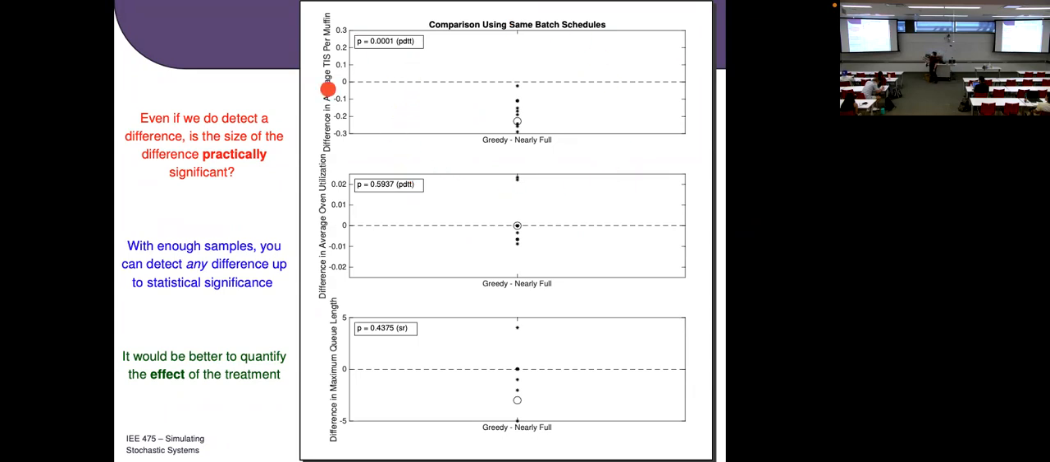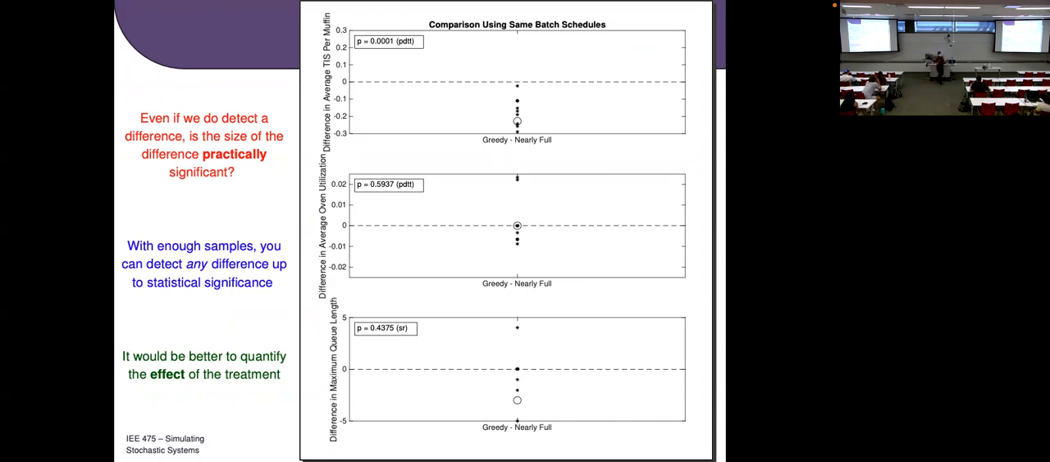So the average time in system per muffin, let's say, I don't know what units these are, but let's say they are minutes. Well, maybe our stakeholder says, you know what, 20% of a minute is not a significant effect. So yeah, you detected the difference between my two policies, greedy and nearly full, but the difference you found effectively gets lost in the noise.